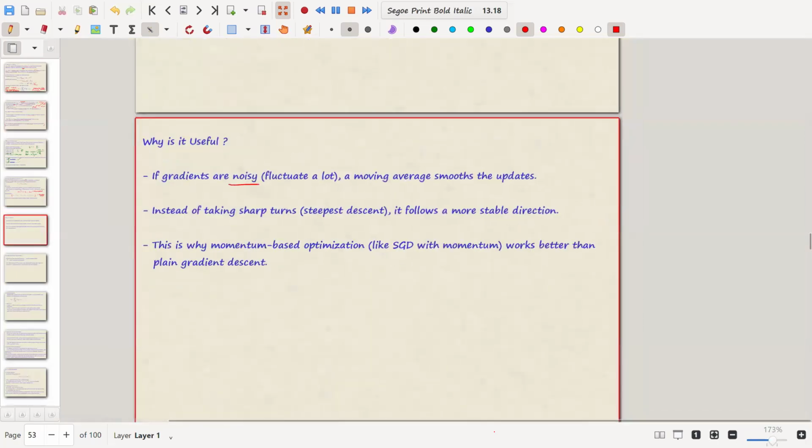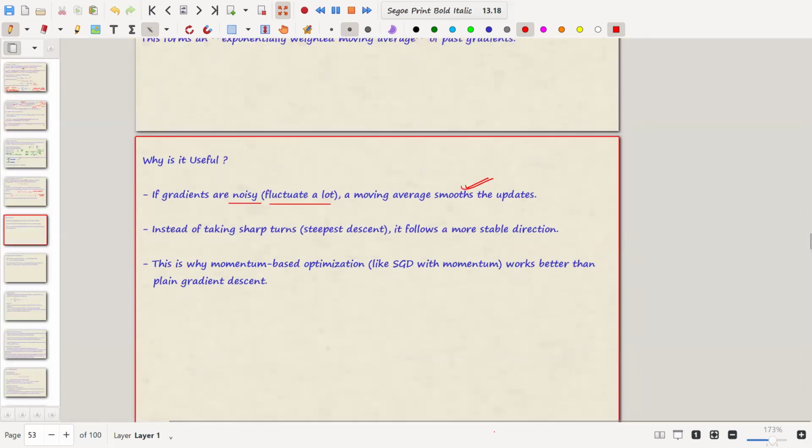So if gradients are noisy or fluctuate a lot, a moving average can smooth them out. Fine. So instead of taking sharp turns or steepest descent, it follows more stable directions. This is why momentum-based optimization, that is stochastic gradient descent with momentum, works better than plain gradient descent. Fine. So therefore, you now know what is momentum.